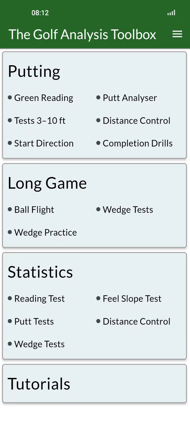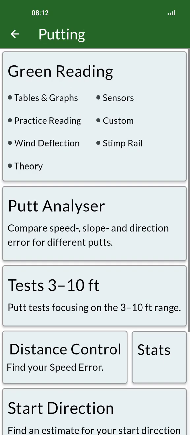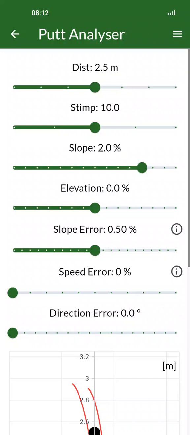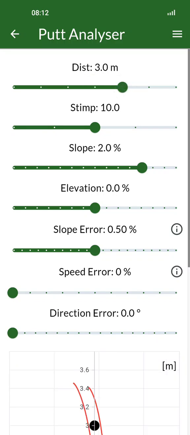This page is found by first going into putting, and then here it is. With the first 4 sliders, we can set the specific putt that we want to look at. We will look at the 3-meter putt with green speed of stem 10, side slope of 2%, and elevation of 0.